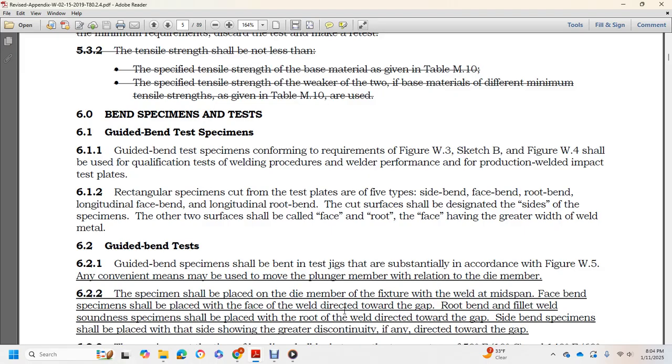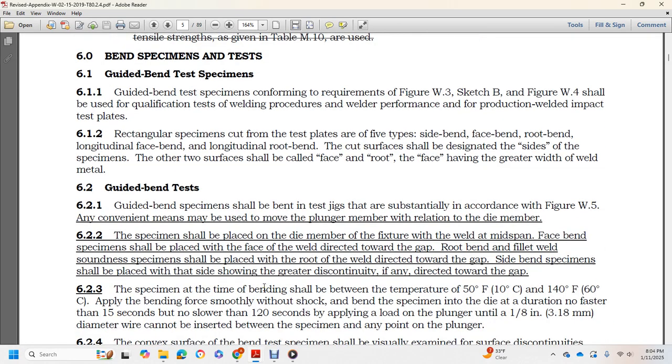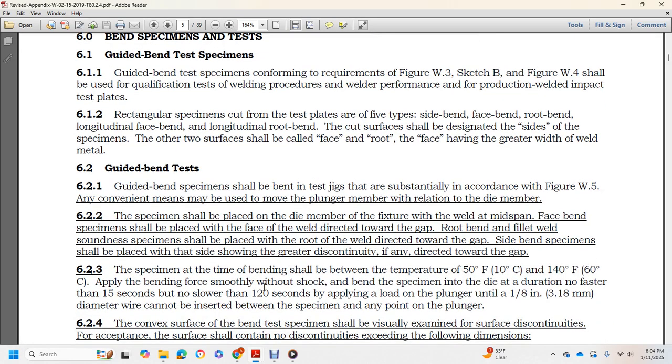Guided bend test. The guided bend specimen shall be bent in test jigs substantially according to figure W5. Any convenient means may be used to move the plunger member in relation to the die member. The specimen shall be placed on the die member of the fixture with the weld at mid-span. Face bend specimens shall be placed with the face of the weld directed toward the gap. Root bend and fillet weld soundness specimens shall be placed with the root of the weld directed toward the gap. Side bend specimens shall be placed with the side showing the greater discontinuity, if any, directed toward the gap.